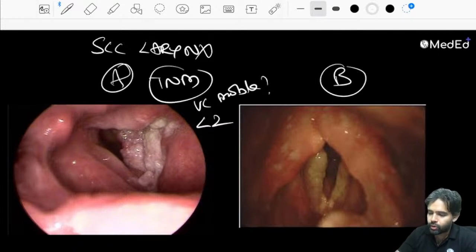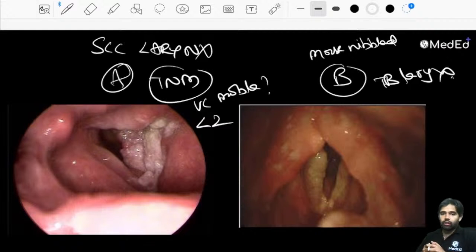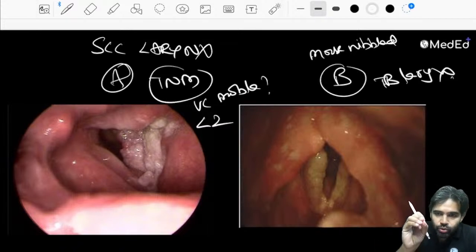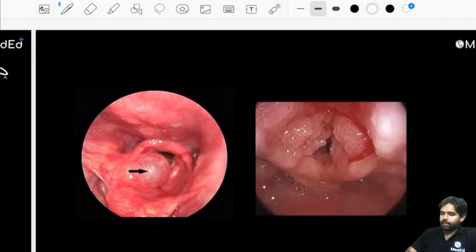This is what I was telling you about the mouse nibbled appearance. This is TB larynx. This is the only place where you will find very painful speech, very painful vocal cords. Otherwise, all tubercular conditions are painless or very mild in their symptoms. But here you can see that the vocal cords have been chewed up, the mouse nibbled appearance.